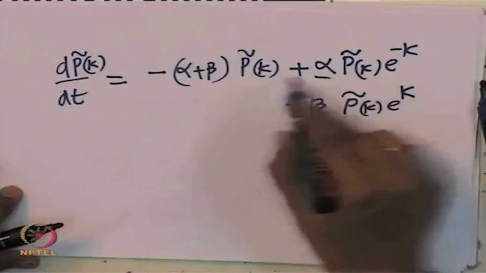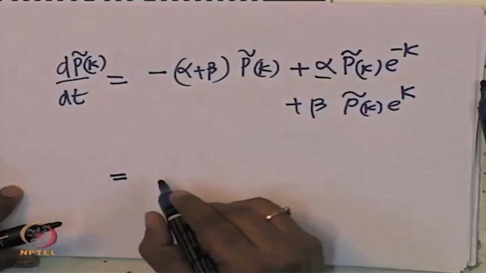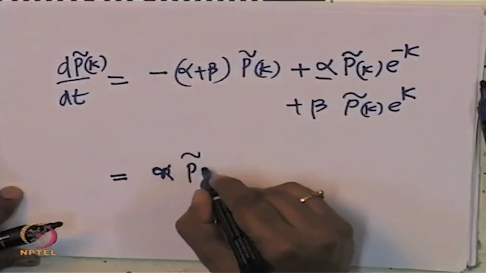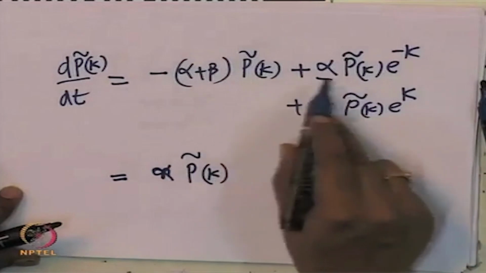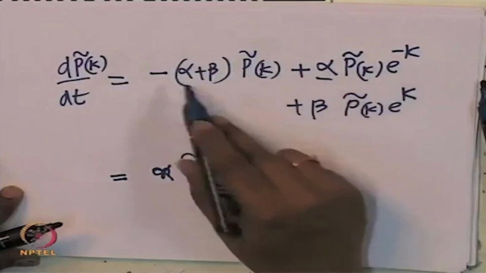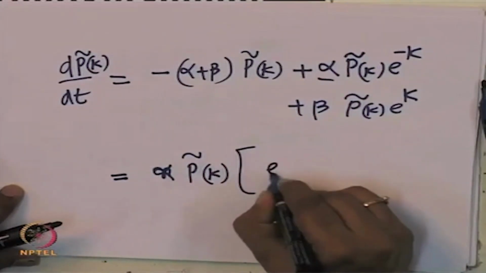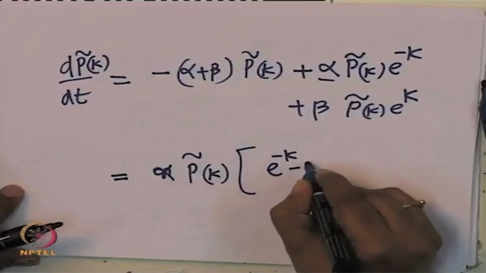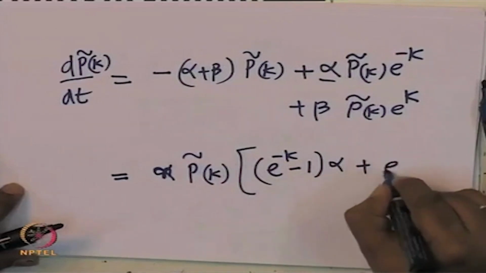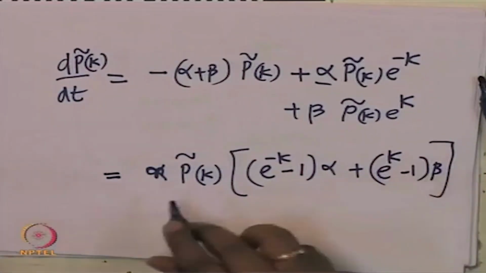In other words, I can combine this alpha term and this alpha term and write p tilde of k into e power minus k minus 1 into alpha plus e power k minus 1 into beta. So, this is the equation you will essentially get.